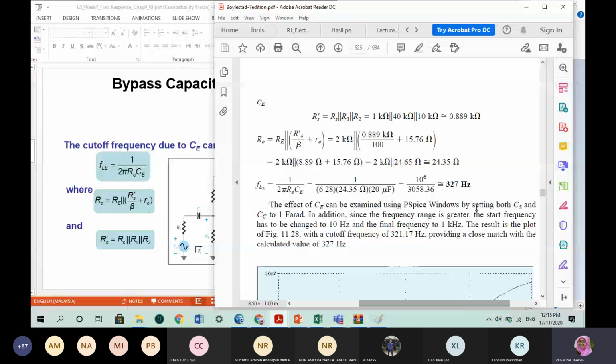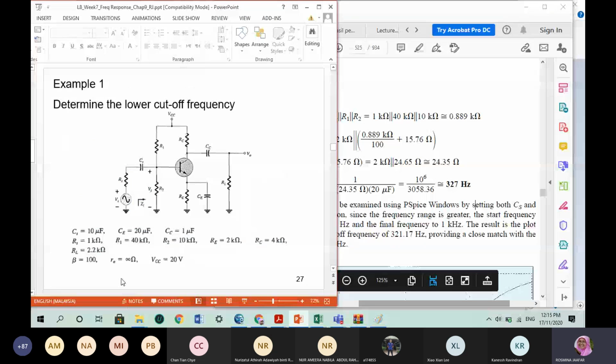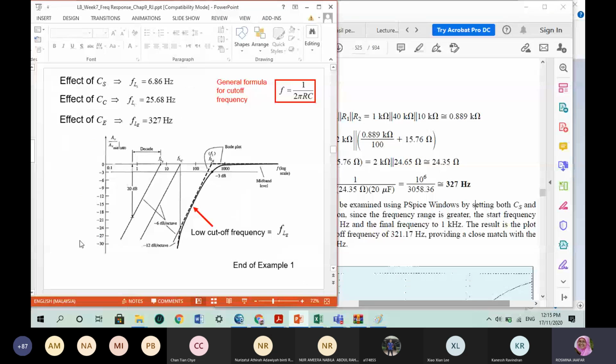So now you have the 3 values of cutoff. The highest one will be the actual working cutoff frequency. A tedious work, isn't it? But if you use simulation, you will not see the other 2. From calculation, you can see all 3.